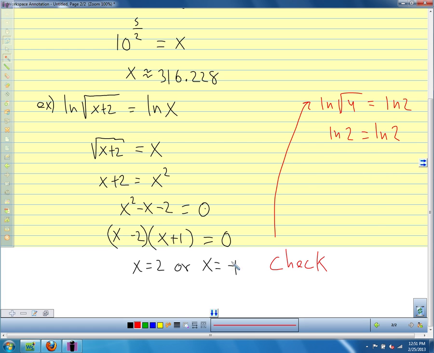That's okay. For the other solution, if I plug in a negative 1 here, I get the natural log of the square root of 1 equals the natural log of negative 1. Does that work? This doesn't work. I can't take the natural log of a negative number. Is that a 4 or what? That's a 4. I'm plugging 2 into this equation. So we're going to throw this one out. And this tells us that x equals 2 is our only solution.